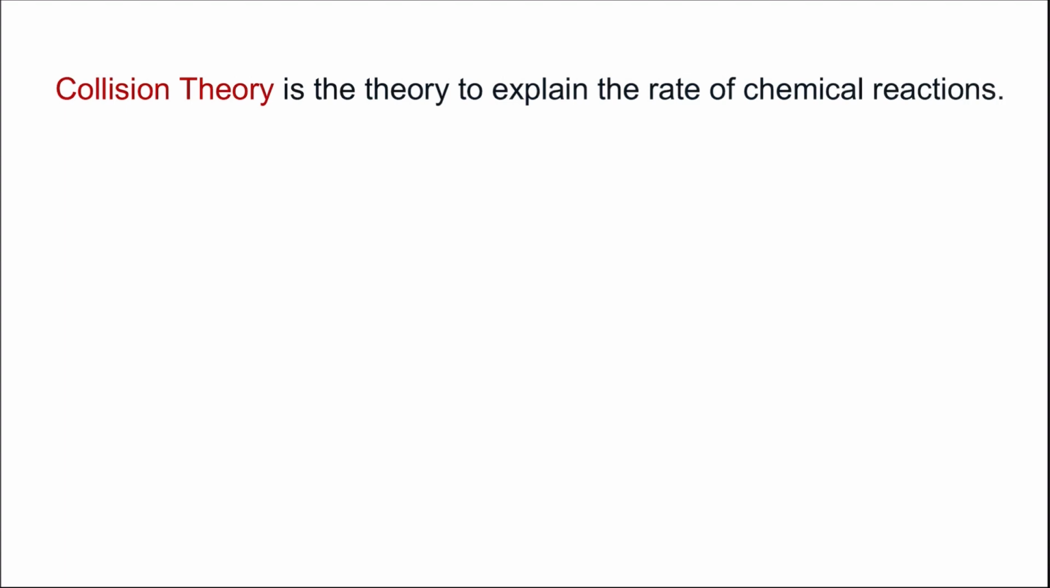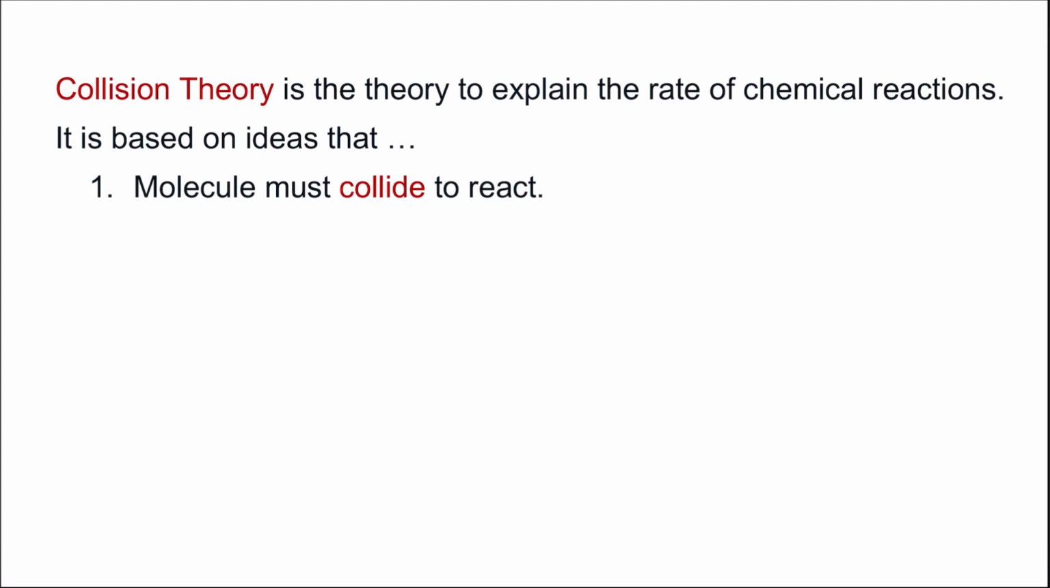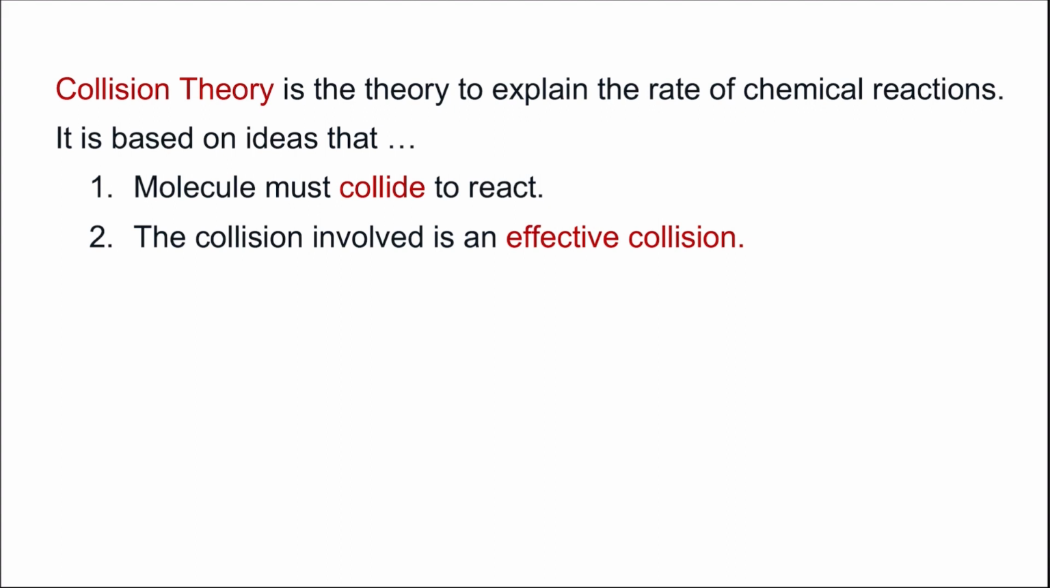So for this part, benda pertama you should know is about collision theory. So collision theory is the theory to explain the rate of chemical reaction, and it is based on the ideas that molekul itu mesti collide supaya reaction berlaku, dan collision yang terjadi mestilah effective collision. Contoh, kalau kita ada dua reaktan pertama dia berlanggar dengan reaktan kedua, pelanggaran antara kedua-dua reaktan itu must produce product. So itu adalah collision theory.